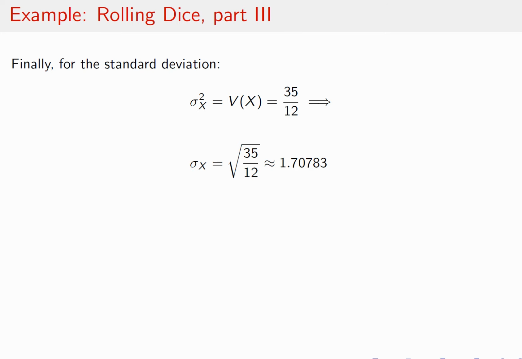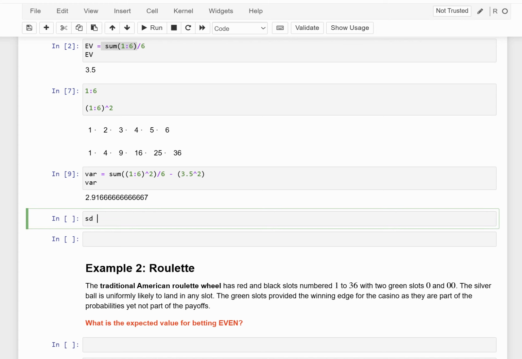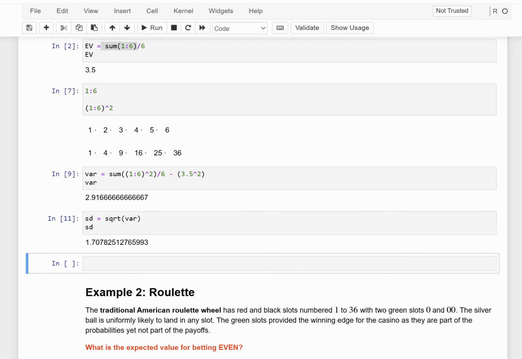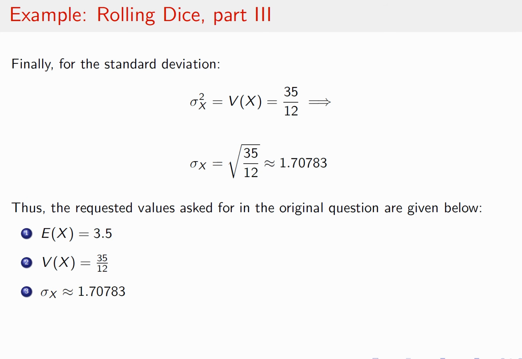Oh yeah, I forgot to get the standard deviation. I got the variance up here, right? But the standard deviation is going to equal the square root of the variance. And if I print that out, that'll be 1.7078, which, as you'll see, matches this here. All right, and then we have a nice summary. These are the values we got. The expected value is 3.5. The variance was 35/12. And then the square root of that is the standard deviation, which is approximately 1.70783.